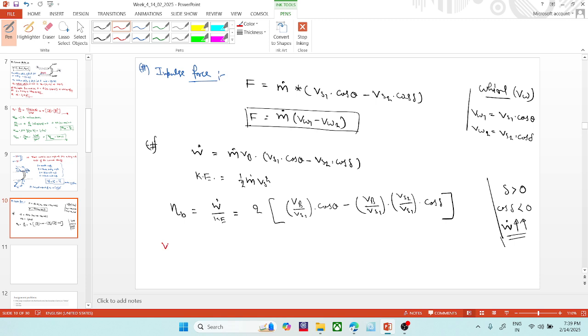This Vr1 cos phi would be Vs1 cos theta minus VB.